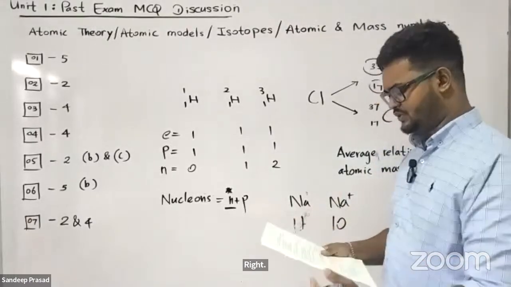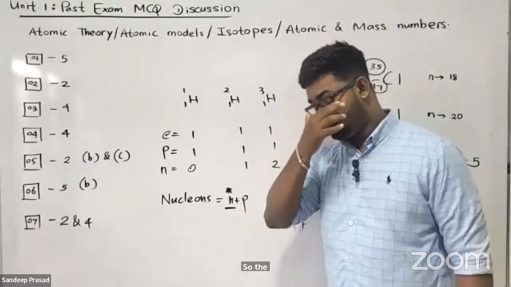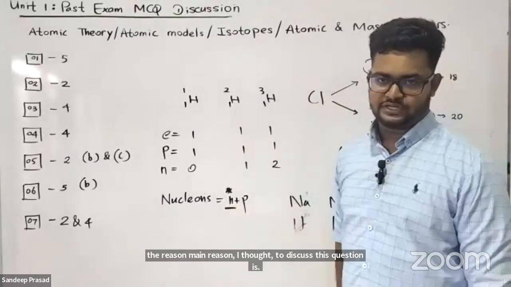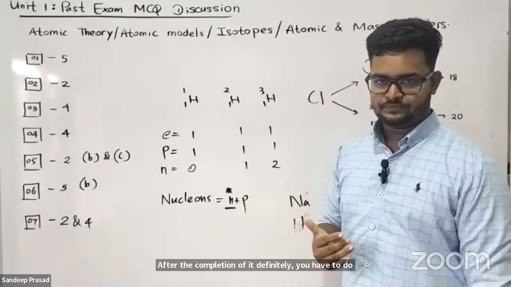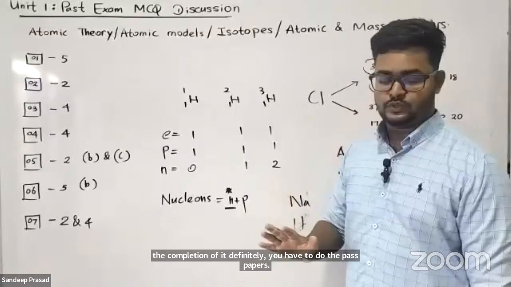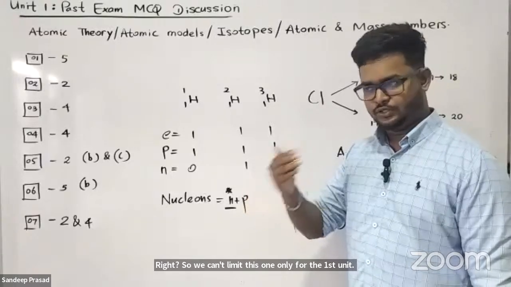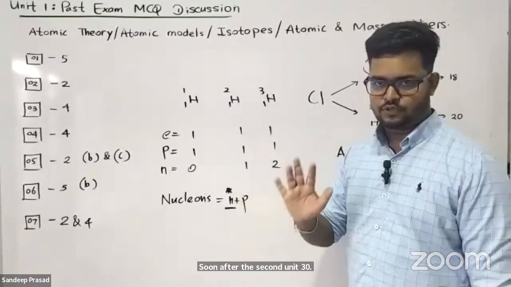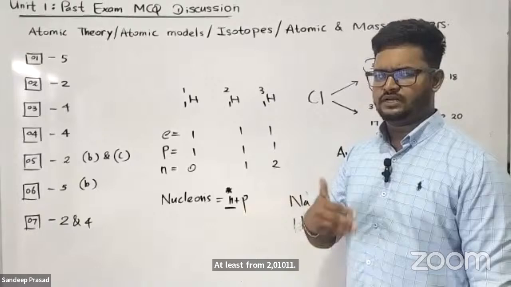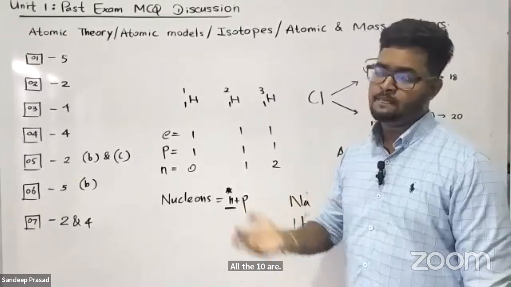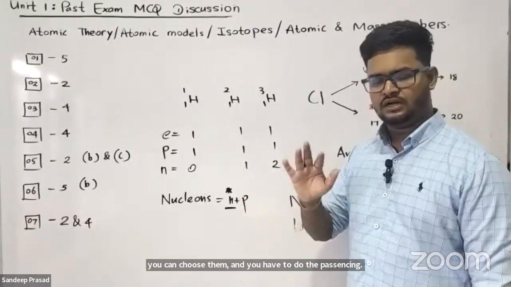So these questions are very easy, students. The main reason I thought to discuss this fast flow question is, first of all, now we have completed the first unit. After the completion of a unit, definitely you have to do the past papers. We can't limit this only to the first unit. Soon after the second unit, third unit completion, you should be able to complete all the past paper questions, at least from 2014, the last 10 years.